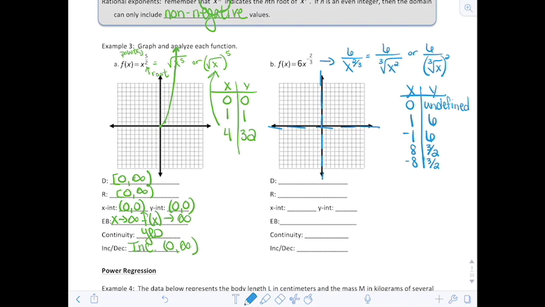Oh, sorry, I forgot the vertical asymptote. 0 is undefined. Okay, so 0 being undefined in the denominator gives a vertical asymptote, and then bottom heavy gives me the horizontal asymptote. I don't know if I misspoke earlier. So 1, 6, and negative 1, 6, so we see some symmetry. 8, 3/2, which is 1.5 right here, and then of course negative 8, 3/2 again. So I have a function that looks like this.